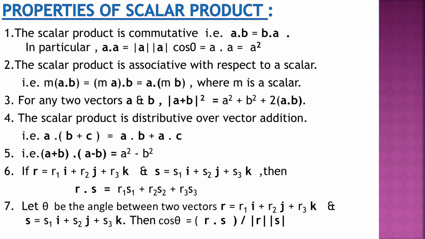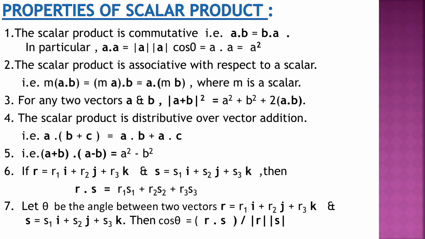Similarly, I dot I, we have already mentioned, I dot I is equal to what? 1. j dot j is also 1, k dot k is also 1, because i, j, k are 3 unit vectors along the x axis, y axis and z axis. i dot j is equal to 0.